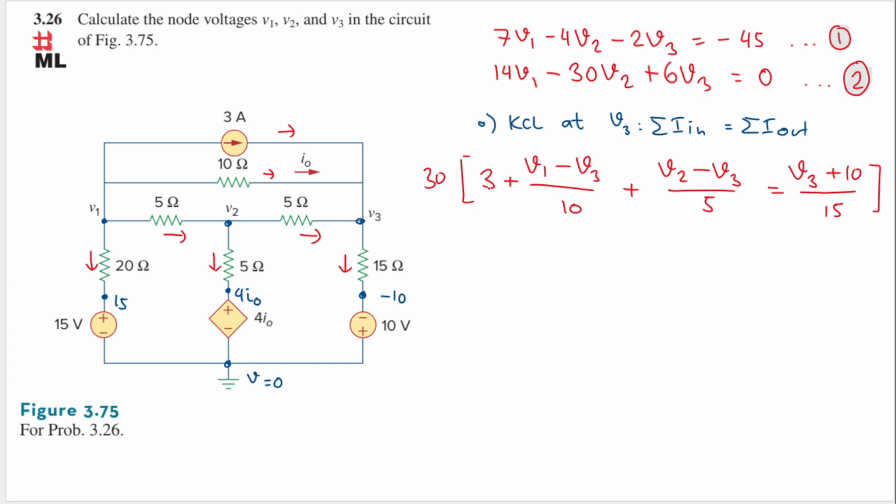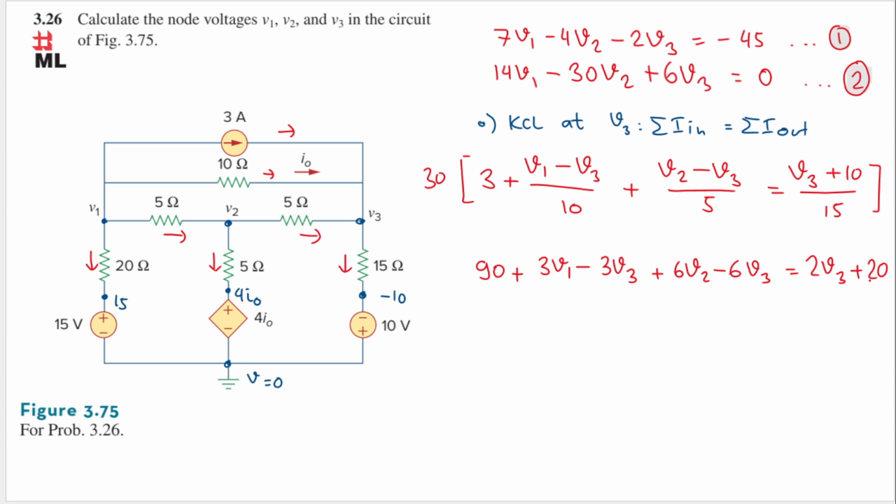So 30 multiplied by 3 is 90, and then plus, I will have 3V1 minus 3V3, and then I will have plus, I think I will have 6V2 minus 6V3, and then 15 and 30 will cancel into 2, so I will have 2V3 plus 20.